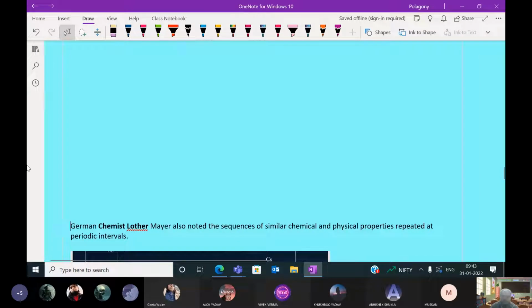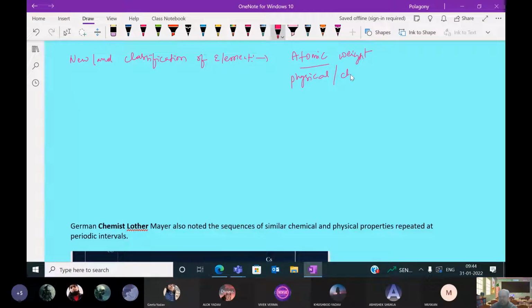Now I am going to discuss Newlands's classification of elements, which is very important. At the time of Newlands, the atomic number was not proposed. There was no atomic number, only atomic weight. They knew only a few physical properties, not all physical and chemical properties. They knew about atomic weights and some physical and chemical properties of the elements.